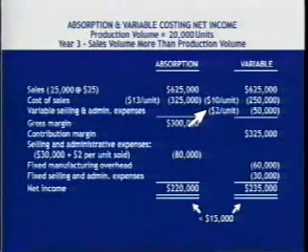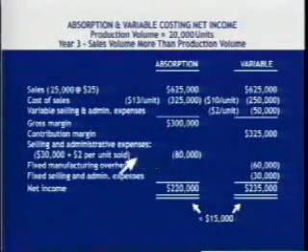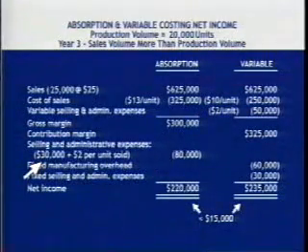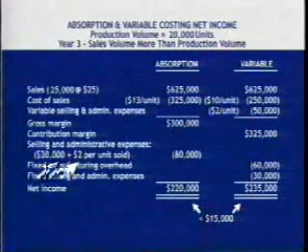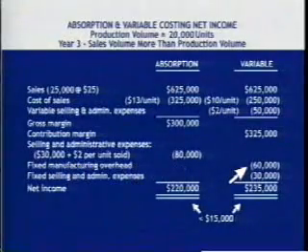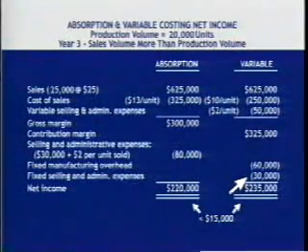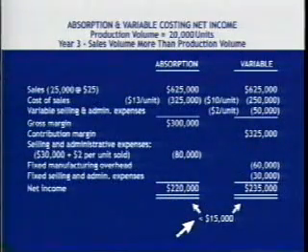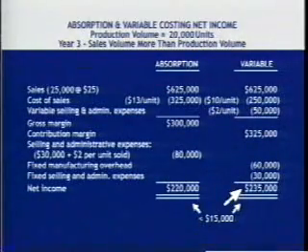For absorption costing, selling and administrative expenses are $80,000, which includes $30,000 fixed selling and administrative expenses, plus $2 per unit sold variable selling and administrative expenses. For variable costing, all the fixed manufacturing costs, $60,000, and the fixed selling and administrative expenses, $30,000, are deducted. The result is absorption costing net income of $220,000. That is $15,000 less than variable net income of $235,000.